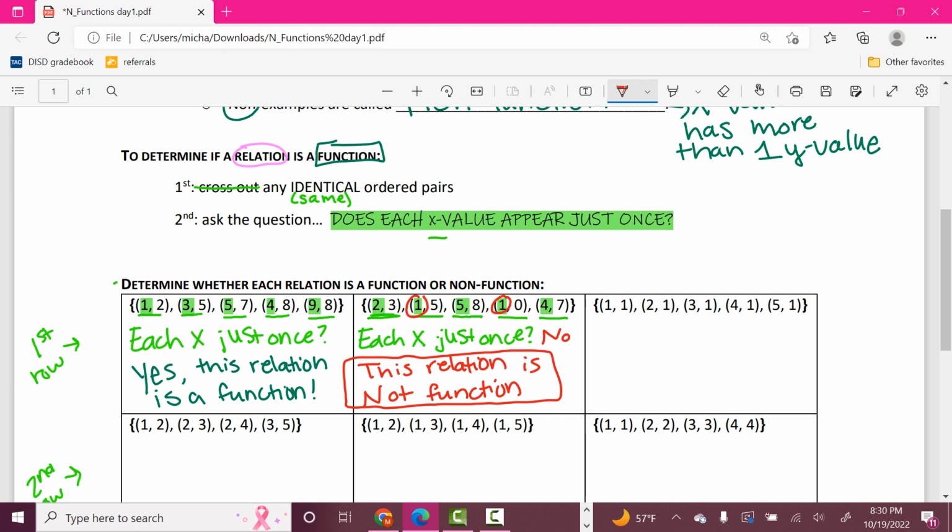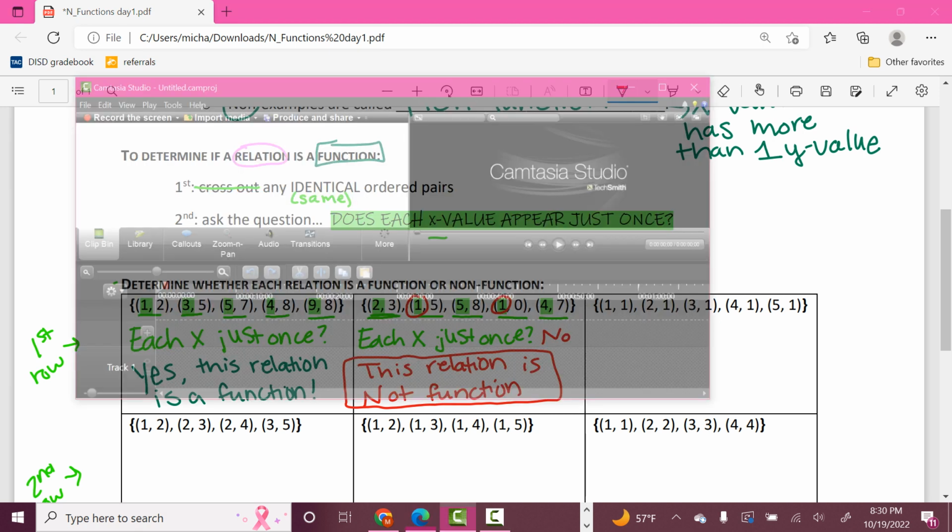I want to keep an eye on the time that I'm using.